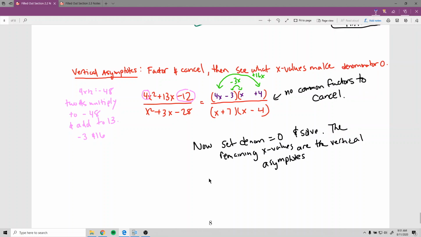All right, so we set the denominator equal to 0. We got x plus 7 times x minus 4 equals 0. We set each part to 0. We got x plus 7 equals 0 and x minus 4 equals 0. And we get negative 7 and 4. And these are the vertical asymptotes.